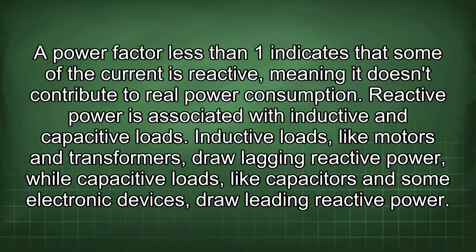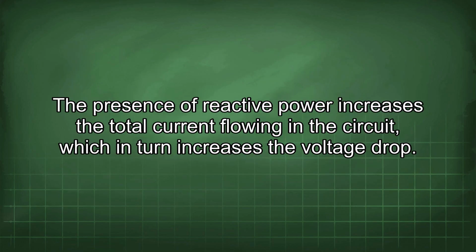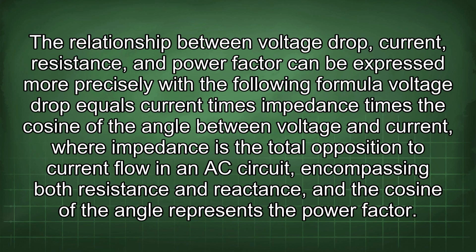Inductive loads, like motors and transformers, draw lagging reactive power, while capacitive loads, like capacitors and some electronic devices, draw leading reactive power. The presence of reactive power increases the total current flowing in the circuit, which in turn increases the voltage drop. The relationship between voltage drop, current, resistance, and power factor can be expressed more precisely with the following formula: voltage drop equals current times impedance times the cosine of the angle between voltage and current, where impedance is the total opposition to current flow in an AC circuit, encompassing both resistance and reactance, and the cosine of the angle represents the power factor.